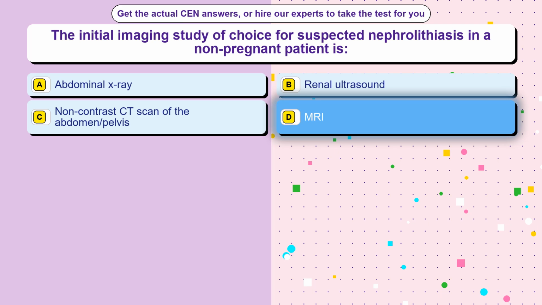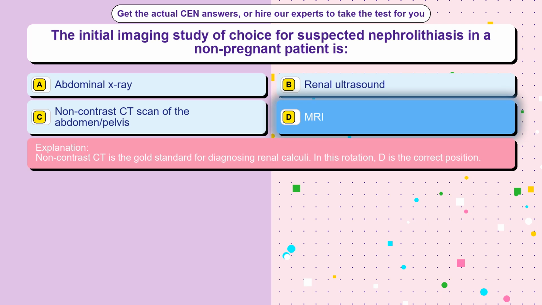The correct answer is option D, MRI. Non-contrast CT is the gold standard for diagnosing renal calculi. In this rotation, D is the correct position.